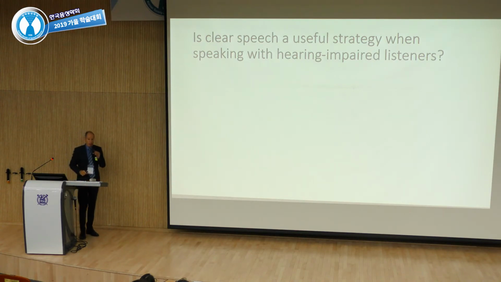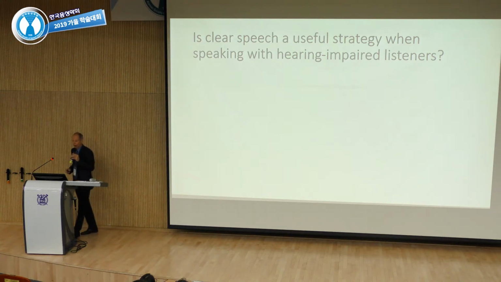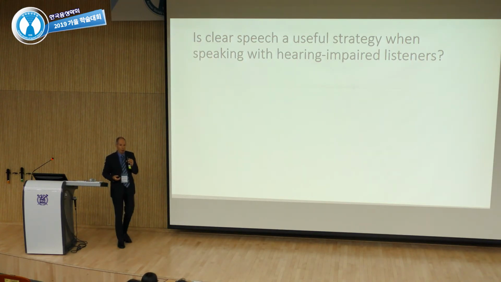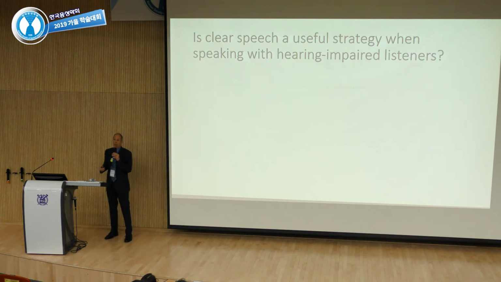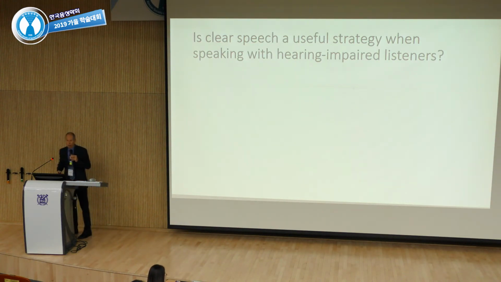We then decided to branch out in one more way, and that is to look at what happens when you have a particular hearing impairment. Is clear speech a useful strategy when speaking with hearing impaired listeners? It's an interesting question because in many other labs, when you're trying to elicit clear speech, we often tell our speakers, speak like you're speaking to a hearing impaired person. And the other one is, of course, speak as if you're speaking to an elderly person. So does this actually help clear speech for hearing impaired listeners?